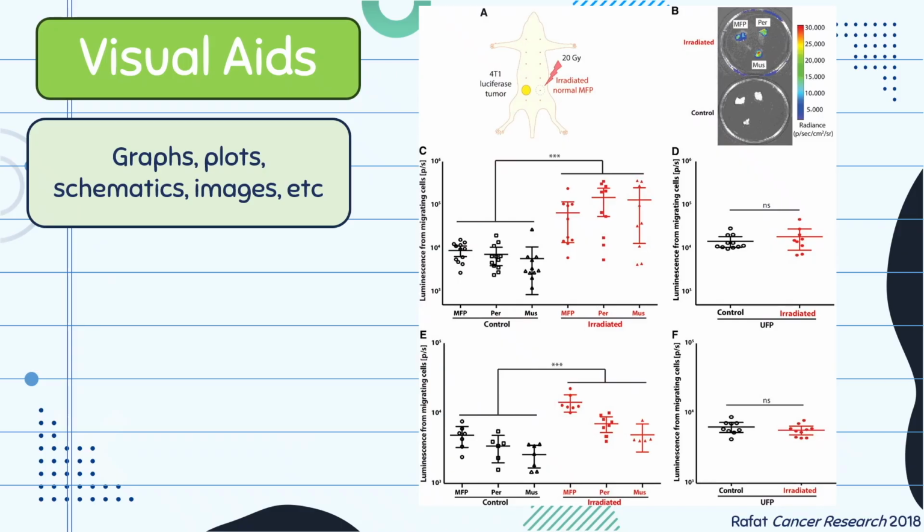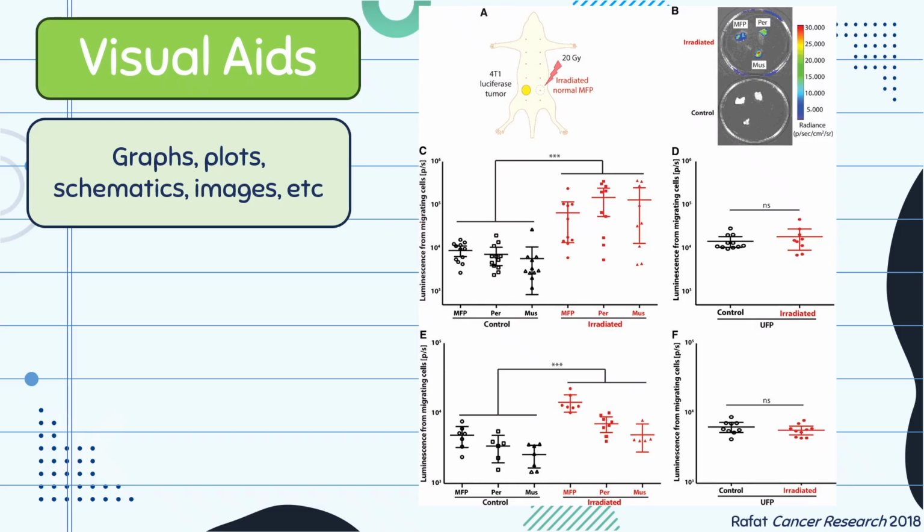Another really important aspect of the results section is our visual aids. Visual aids are our graphs, our schematics, and so I wanted to go over what that might look like. So here I've pulled a figure from a paper by Dr. Marjan Rafat that was published in 2018 that was looking at triple-negative breast cancer recurrence after radiotherapy. I pulled this figure because I like the way that it combines different media.